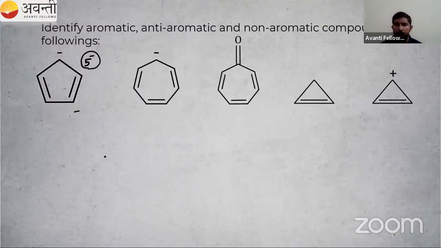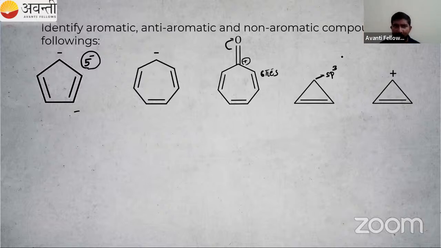Cyclic, conjugation is there. Aromatic or anti-aromatic? Then in this one, oxygen is more electronegative, it will take the electrons, so I will get a positive charge here. So 2, 4, 6: there are 6 pi electrons. I'm helping you, 6 pi electrons here. So is it aromatic or not? Then here there is an sp3 hybridized carbon atom. Is it aromatic, anti-aromatic, or non-aromatic? You have to follow the criteria.